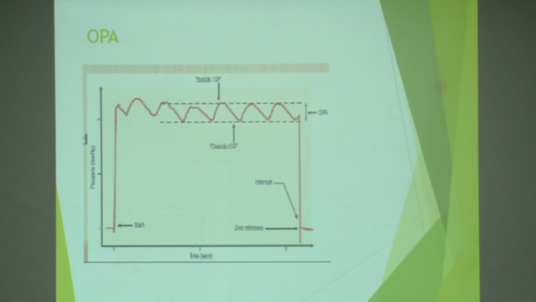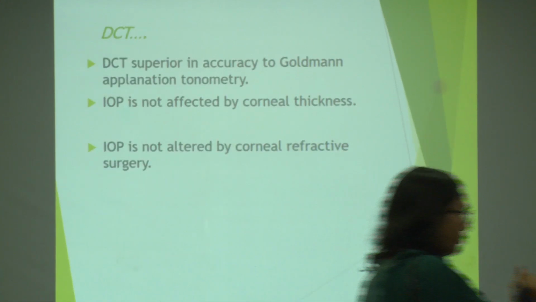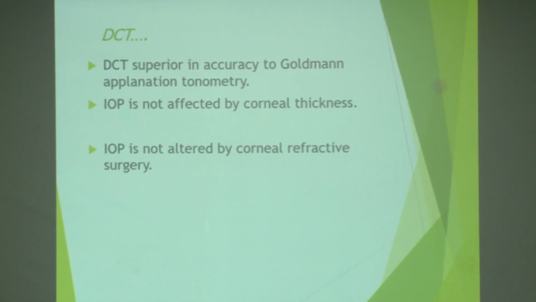This is the graph of the ocular pulse amplitude, the difference between the maximum and the minimum IOP, shown as the ocular pulse amplitude. DCT is superior in accuracy to Goldmann applanation tonometer, and IOP is not affected by corneal thickness, and it is also not affected by corneal refractive surgery.